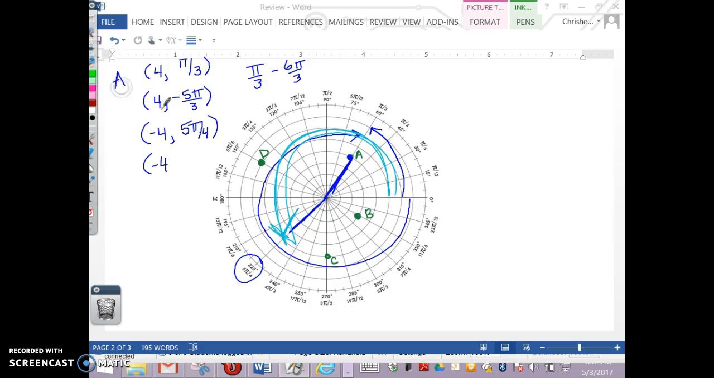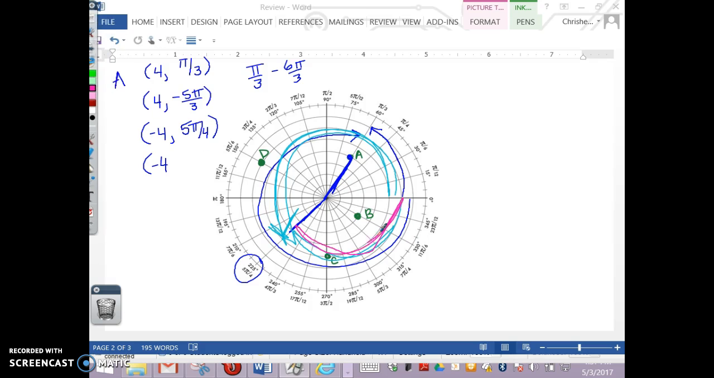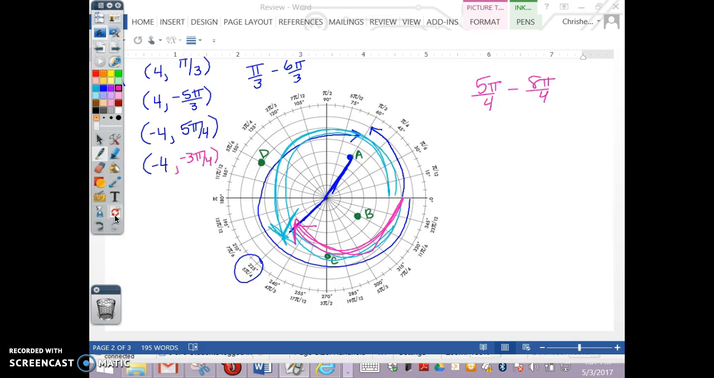So what about going this way? Whoops, I just switched colors. What about going this way? How much is that negatively? Well, if I take 5 pi over 4 and I subtract 2 pi, that's negative 3 pi over 4. So there's positive, positive, positive, negative, negative, positive, negative, negative. 4 ways to do it.